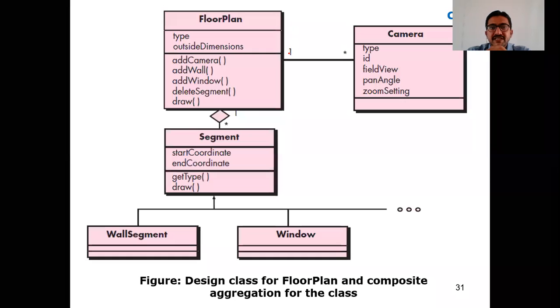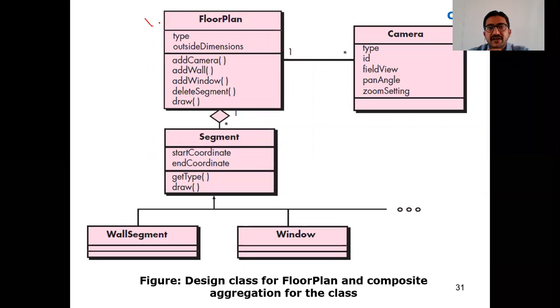It is showing a class. How many classes are there in this figure? Floor plan is one class. Camera is another class. Window is another class. Wall segment is another class. The type and outside dimensions are called attributes, class attributes. And the rest of this will be called operations or methods.